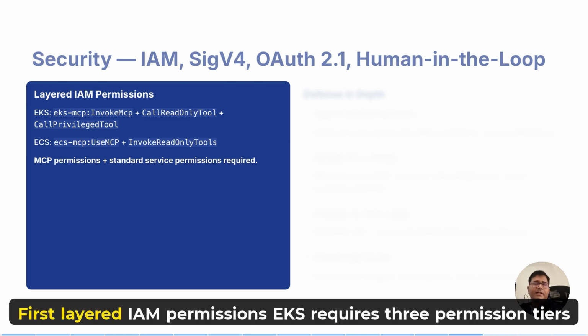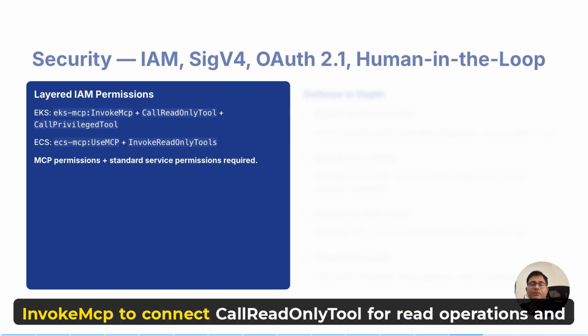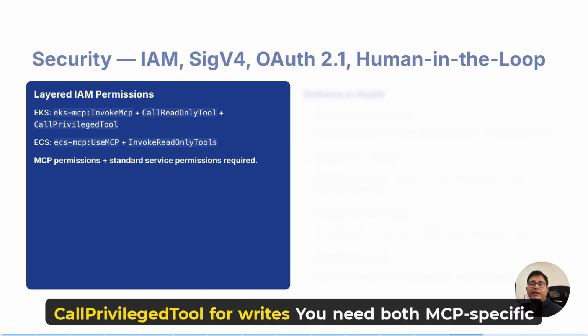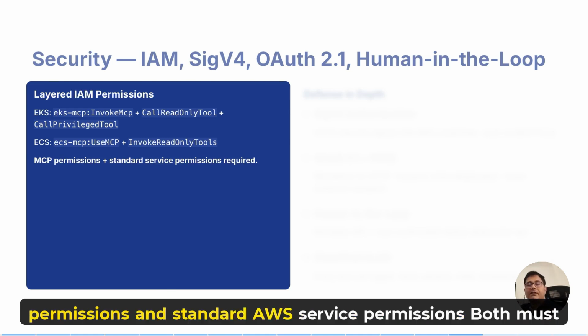First, layered IAM permissions. EKS requires 3 permission tiers: invoke MCP to connect, call read-only tool for read operations, and call privileged tool for writes. You need both MCP specific permissions and standard AWS service permissions. Both must pass.